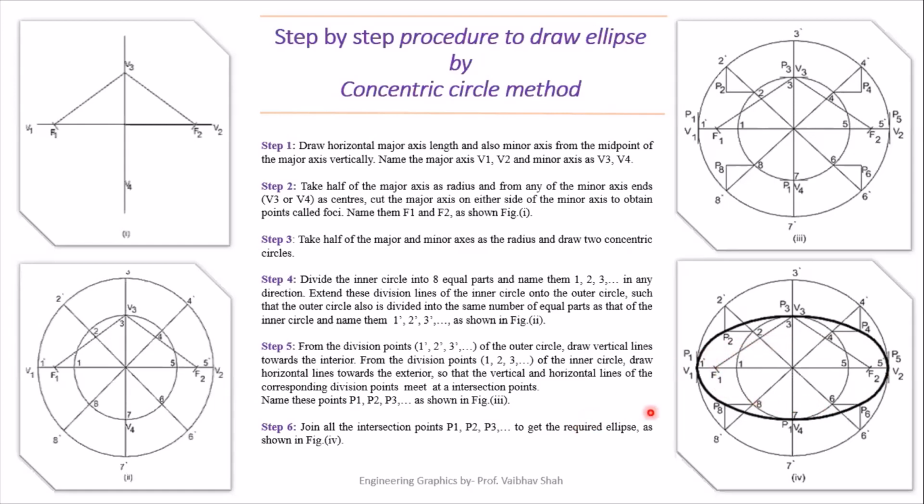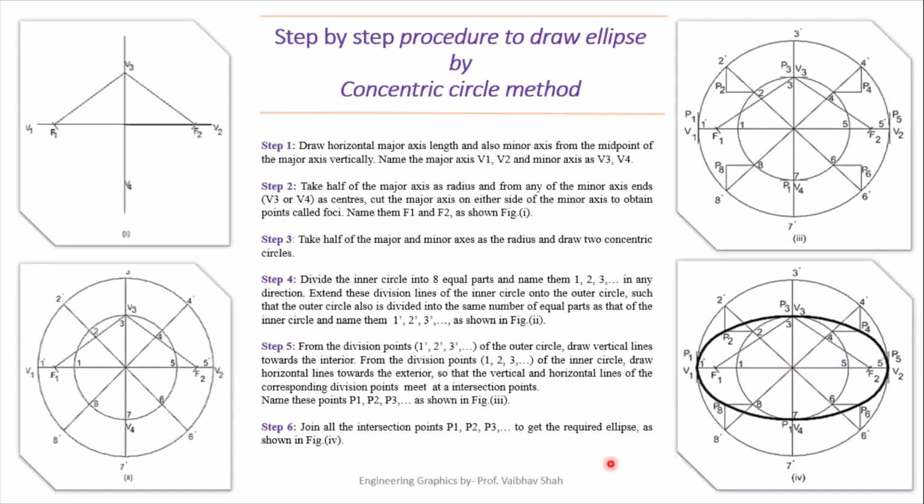So once again, in the concentric circle method, we'll have two circles with the same coinciding center. After that, we'll divide the circle into either 8 or 12 parts. After that, we'll construct vertical lines from your outer circle towards the inward direction of your circle. We will draw horizontal lines from your smaller or minor circle towards the outward direction of your circle. After that, we'll get intersection points, and after connecting these points, we'll have the ellipse.